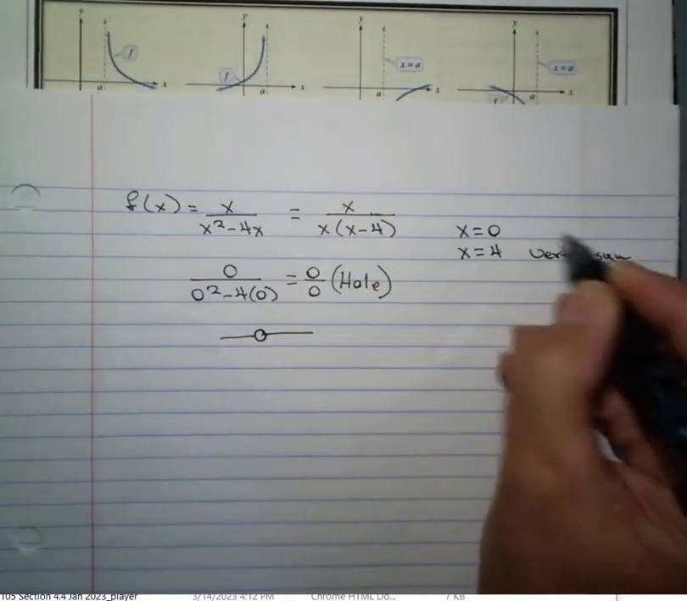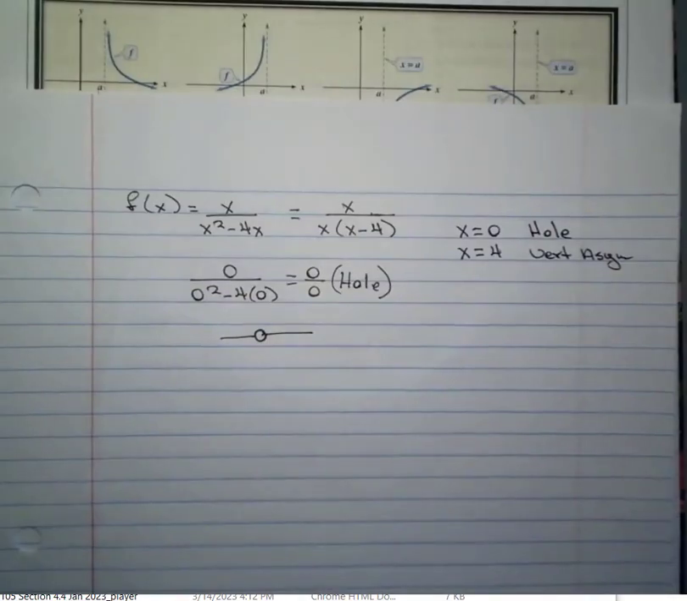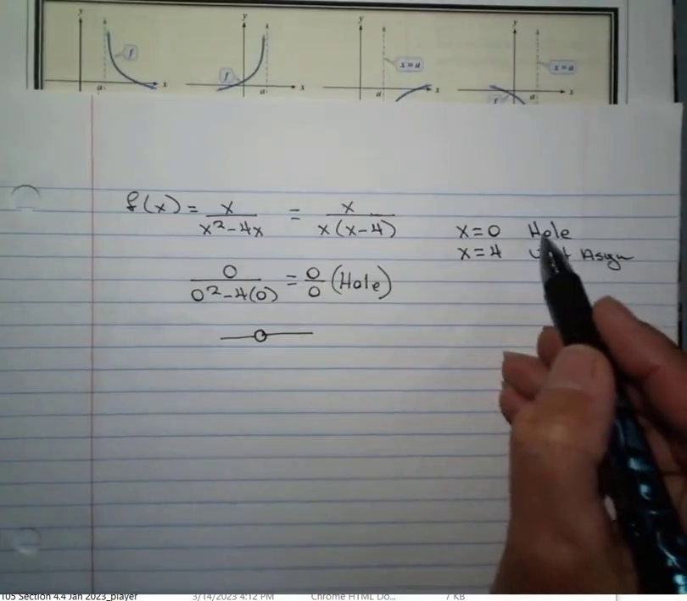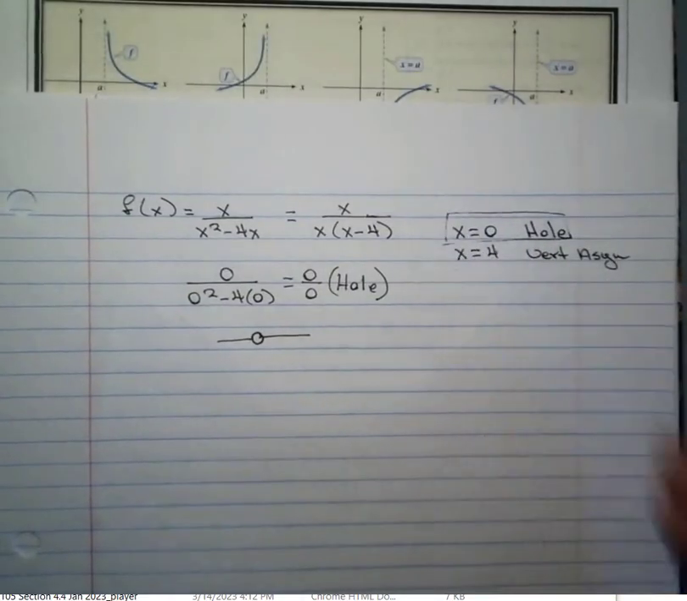But this one is a hole in the graph. Okay, and that's how you determine the difference in vertical asymptotes and holes. You're really not going to see in your examples many that this condition covers, but you do need to know and be aware of them.